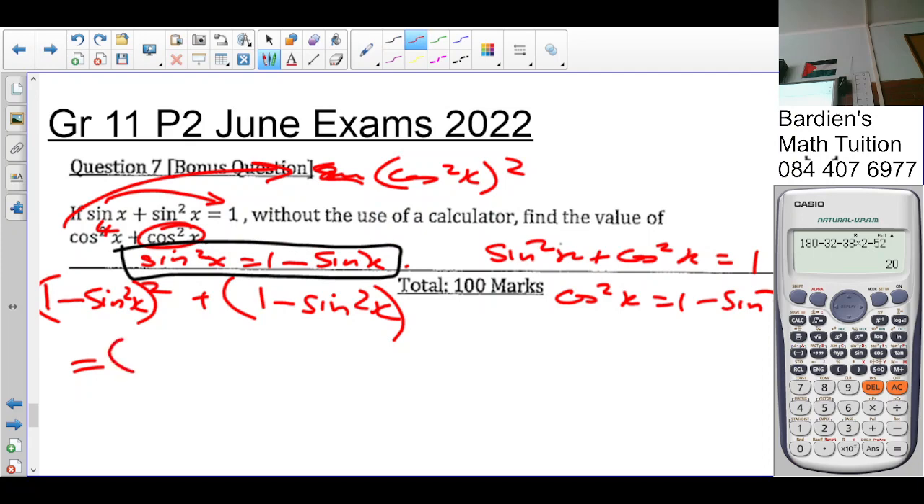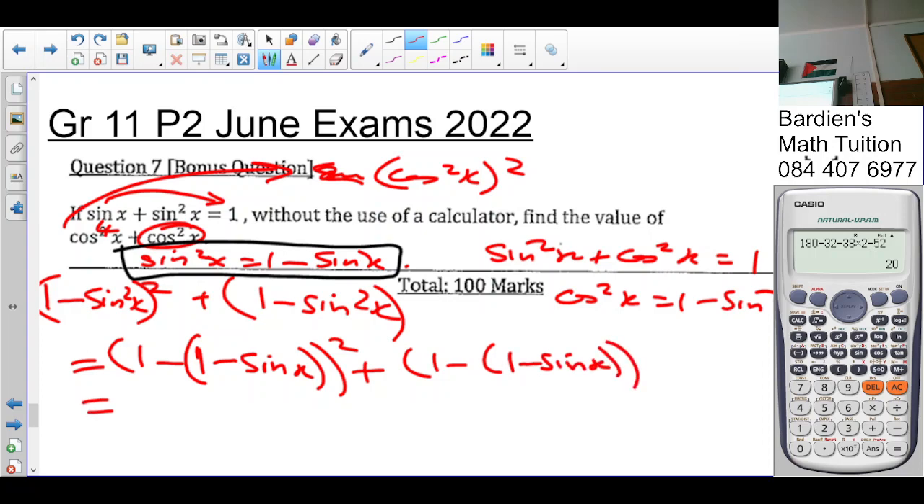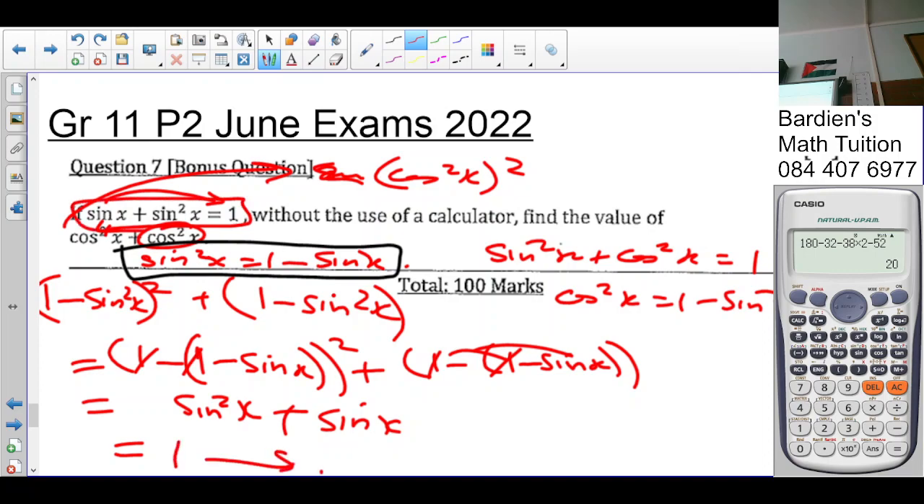So that would be simply 1 minus (1 minus sine x) squared, plus 1 minus sine x. I think there's an easier way in the memo. So that of course cancels, leaves you sine squared x plus, that multiplies up, then that cancels, leaves you sine x. Now we are left again with sine squared x plus sine x, which is equal to, that basically brings us to the end of this paper. I'm sure it was a good paper.